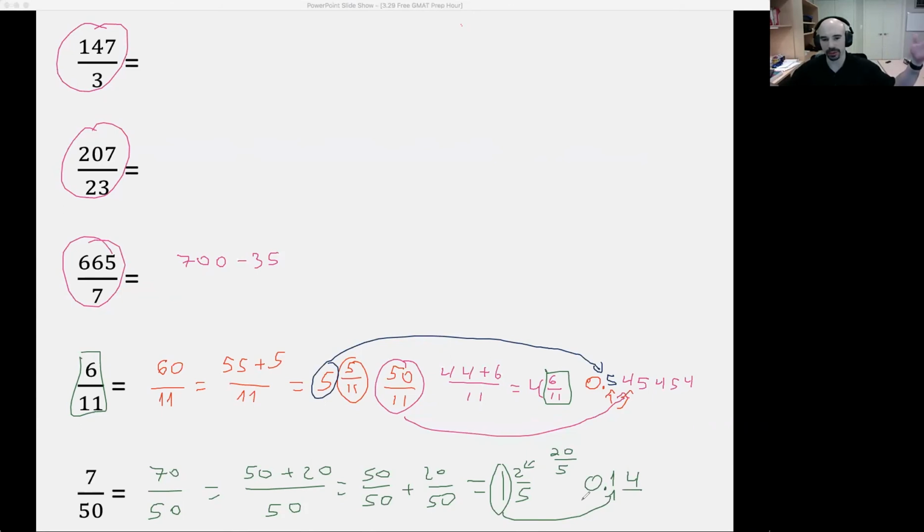It's 0.14. And the thing that I want you all to think about for a moment is, why does this decimal terminate, whereas this decimal does not terminate? So try to go back to where we started. We had 6/11, which ended up not terminating. We have 7/50. That one did end up terminating. I want you to think about why that is.